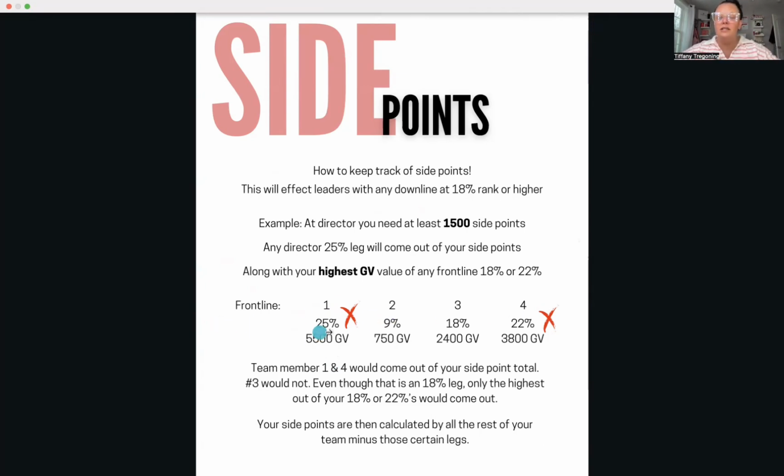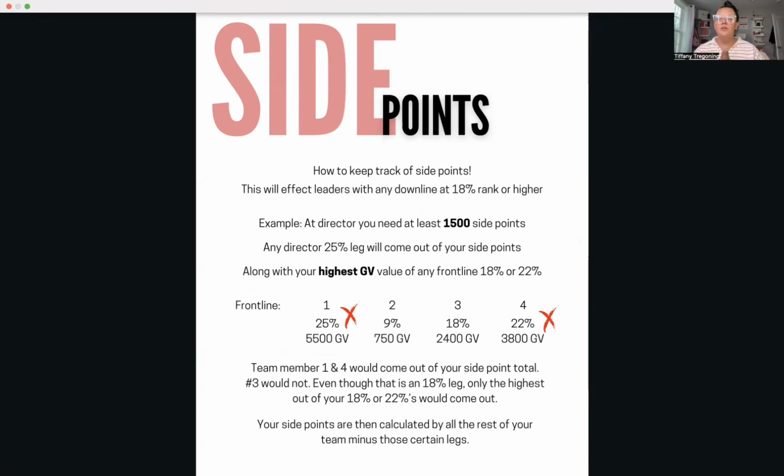So here's a little example of a front line. We have one person at 25%. Number two is at 9%. Number three is at 18. Number four is at 22. Okay, so the first thing is all your 25% legs. It doesn't matter how many people are on your front line at 25%, all of those values are going to come out of your side points.